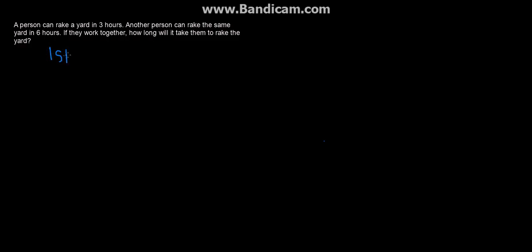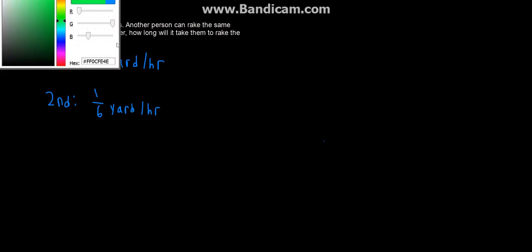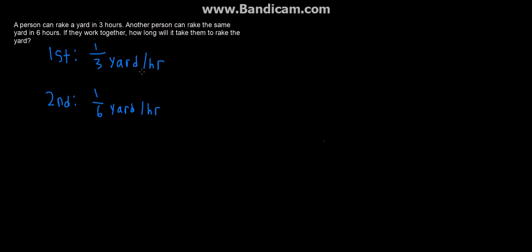So our first person can rake 1 yard in 3 hours. That would mean that he can rake 1/3 of the yard per hour. Now let's look at our second person. Our second person can rake the same 1 yard in 6 hours. That would mean that he can rake 1/6 of a yard per hour. Now we can treat this problem just like any speed problem, but instead of distance per hour, now we have the amount of work per hour.